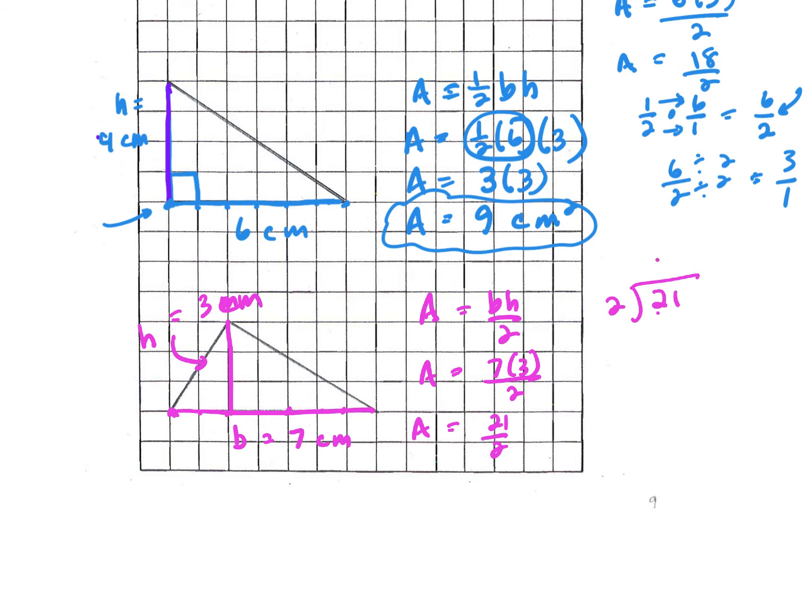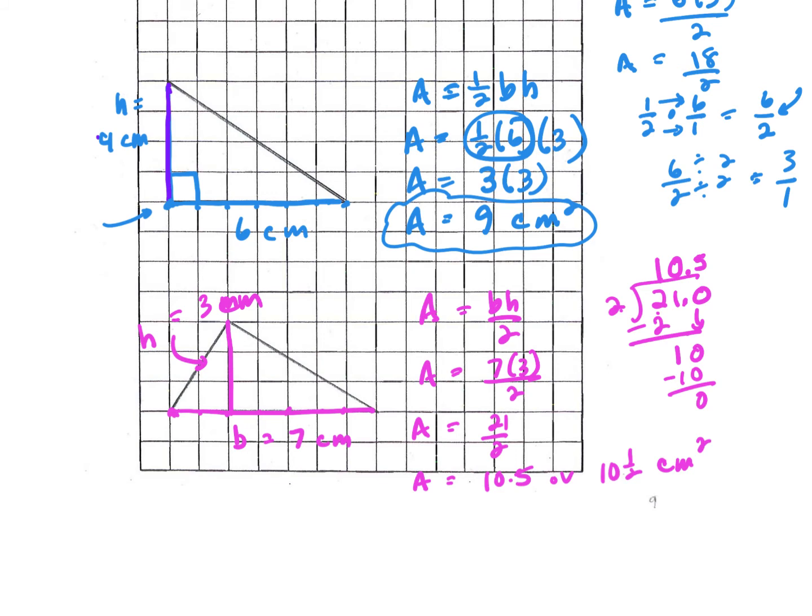2 will go into 2 one time. Take away the 2. We drop down the 1. 2 will not go into 1, so we're going to have to put a 0. And now we're going to have to go into our decimals. So I'm now going to put a 0 here, attach a 0, drop it down. We're pretending this is 10 instead of 1, and 2 will go into 10 5 times. And so it terminates, meaning it ends. So the area of this is 10.5, 10 5/10, or 10 1/2 centimeters squared.